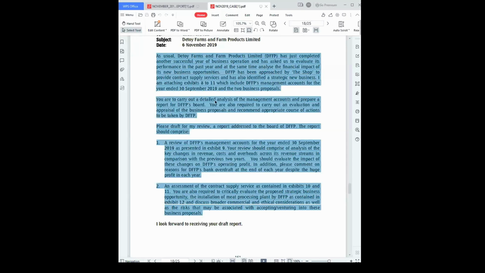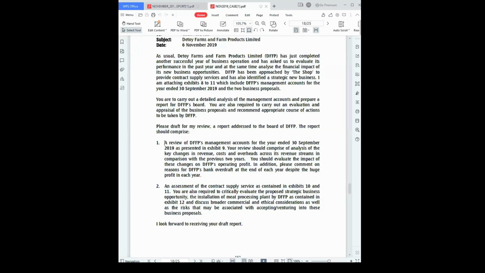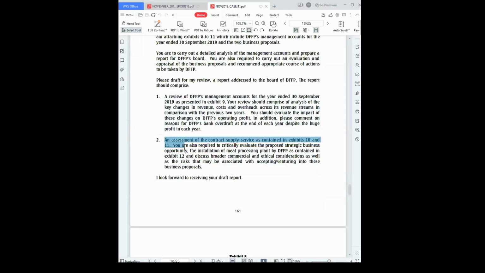So you have to be able to identify the requirement, and you can see that the requirement is detailing the actual thing you are to do in the case, your responsibility. And you see that this first responsibility, this first requirement, is the same as the first responsibility they gave to us in exhibit 1. And this second requirement is about you to assess the contract supply service.